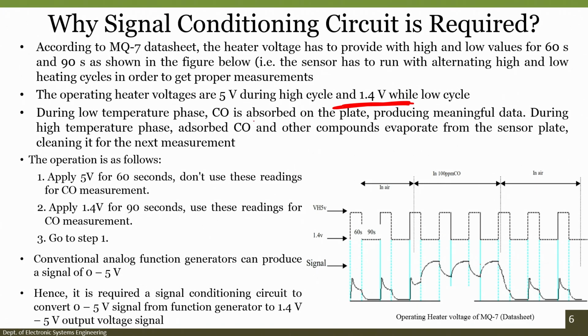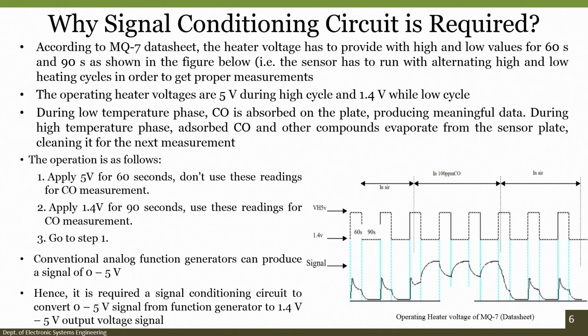So, during the low temperature phase, CO is absorbed on the plate, producing meaningful data, but during the high temperature phase, CO is desorbed. Adsorb means it will come out; absorb means it will be absorbed in the sensing layer, and it will have a reaction with the molecules, okay, and other compounds evaporate from the sensor plate, cleaning it for the next measurement. That means whenever we apply 1.4 volts, there will be absorption and a change in resistance, not sensitivity, a change in resistance, and when we apply 5 volts, the gases that were absorbed would be desorbed. All right.